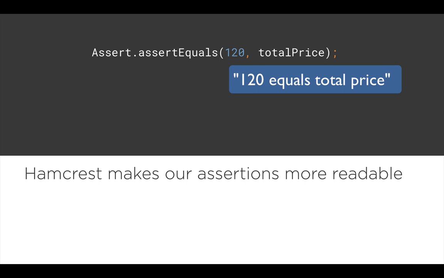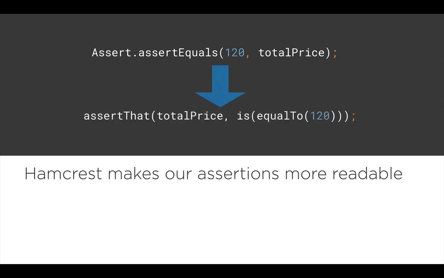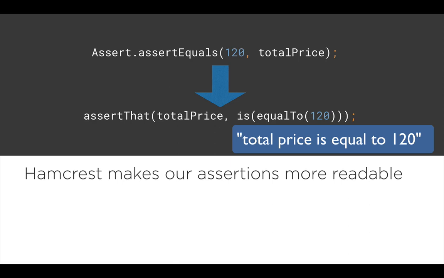This actually comes from a long and now redundant programming tradition dating back to the days of C++, and it seriously hinders readability. But it's one which we're forced to use if we use the classic JUnit asserts. When we use something like Hamcrest, on the other hand, we can write something like this. Don't worry about the exact syntax just yet, but take a look at how this second expression reads. Assert that the total price is equal to 120. It just rolls off the tongue.